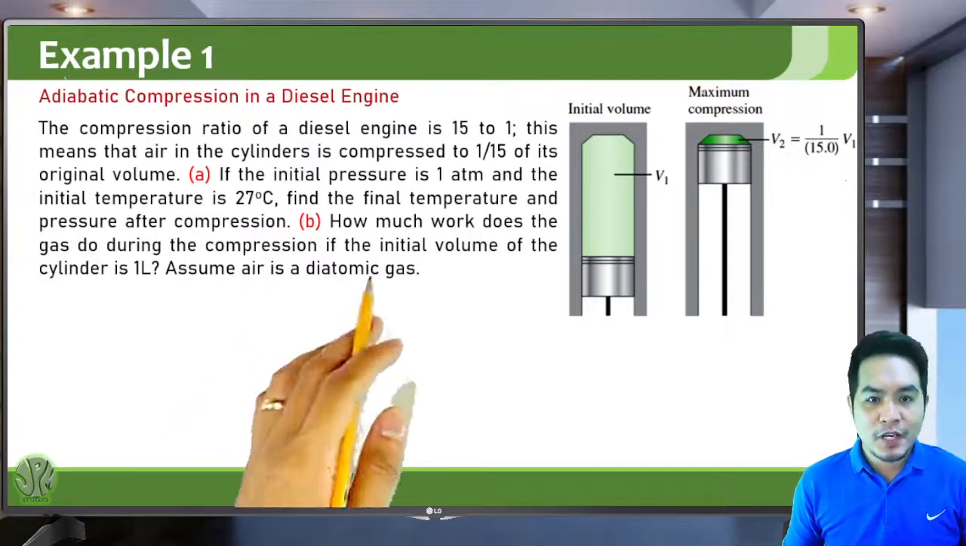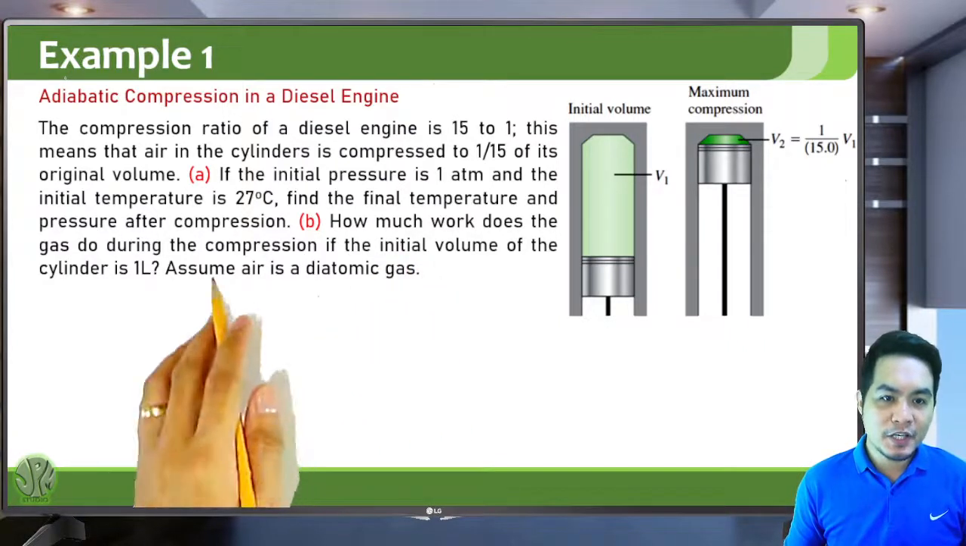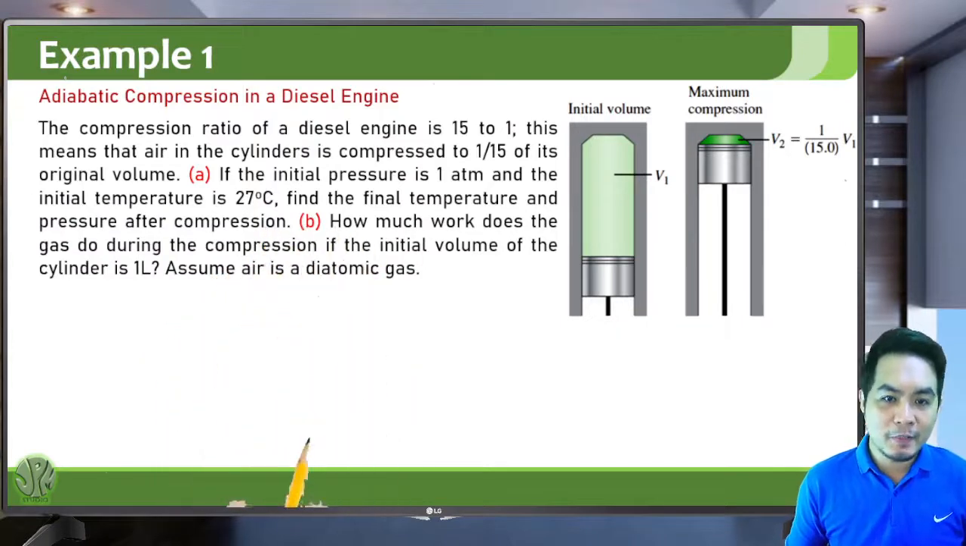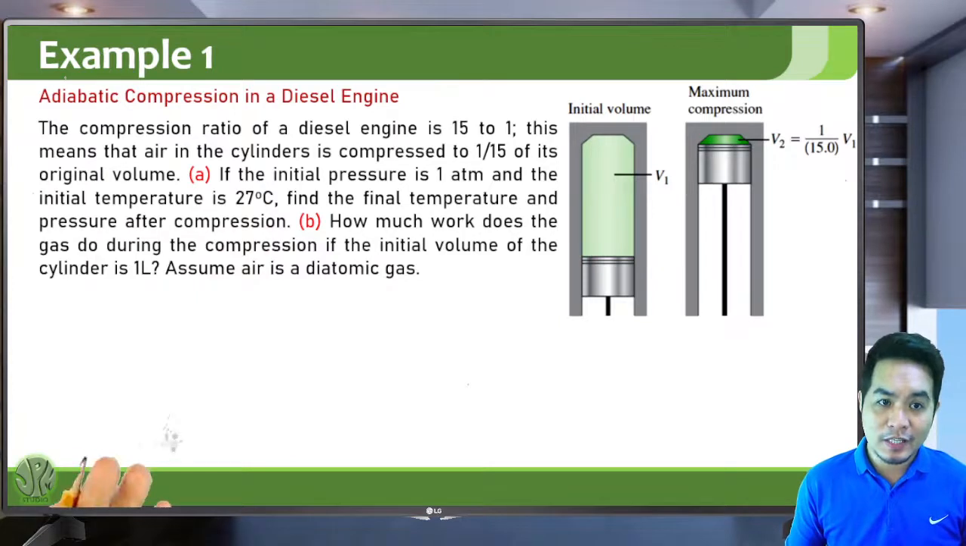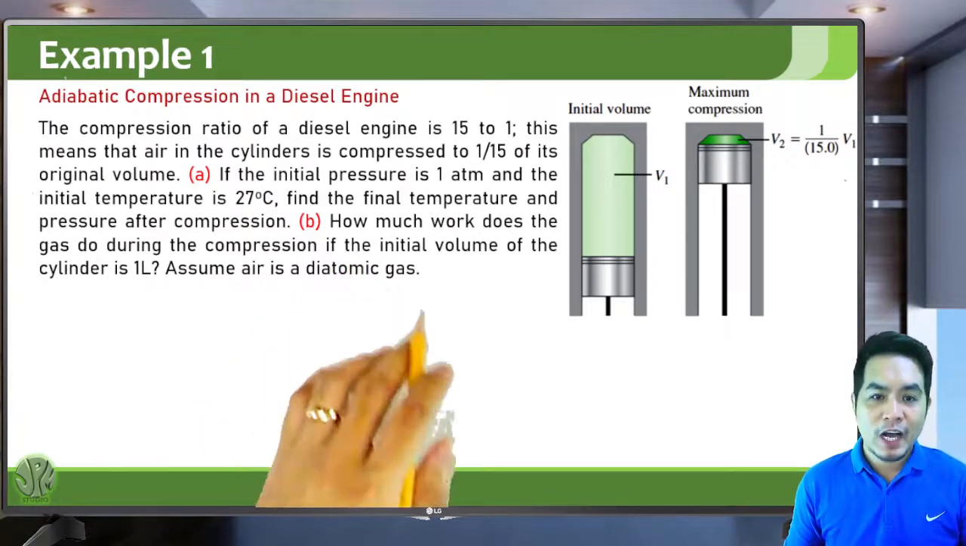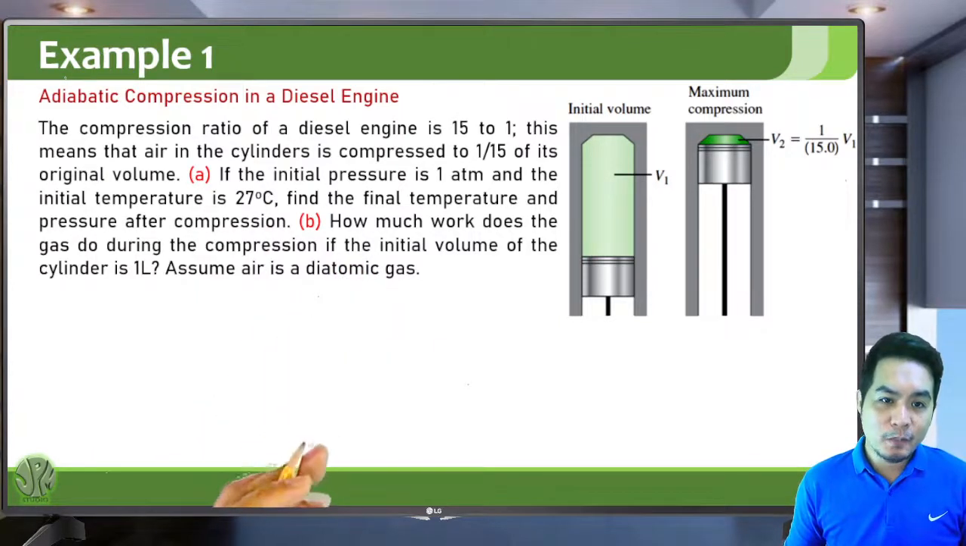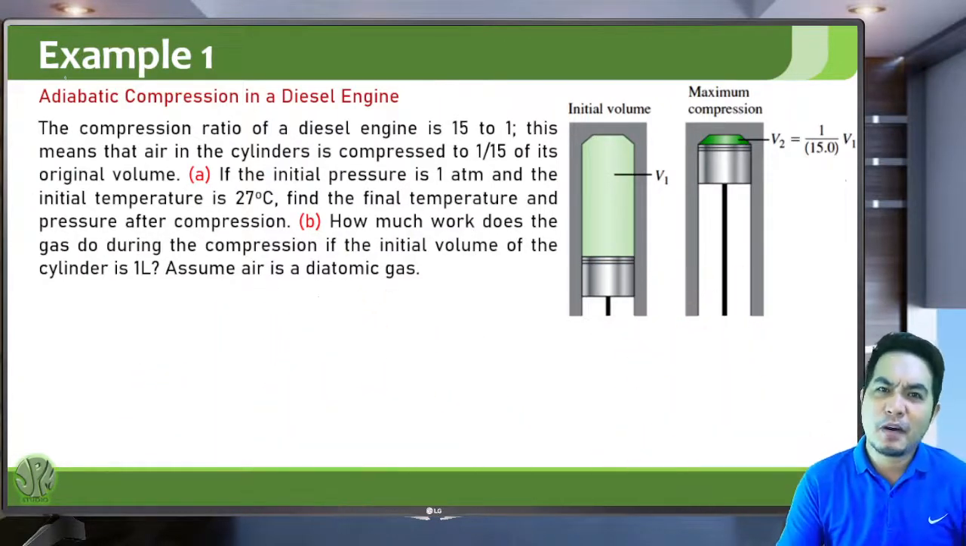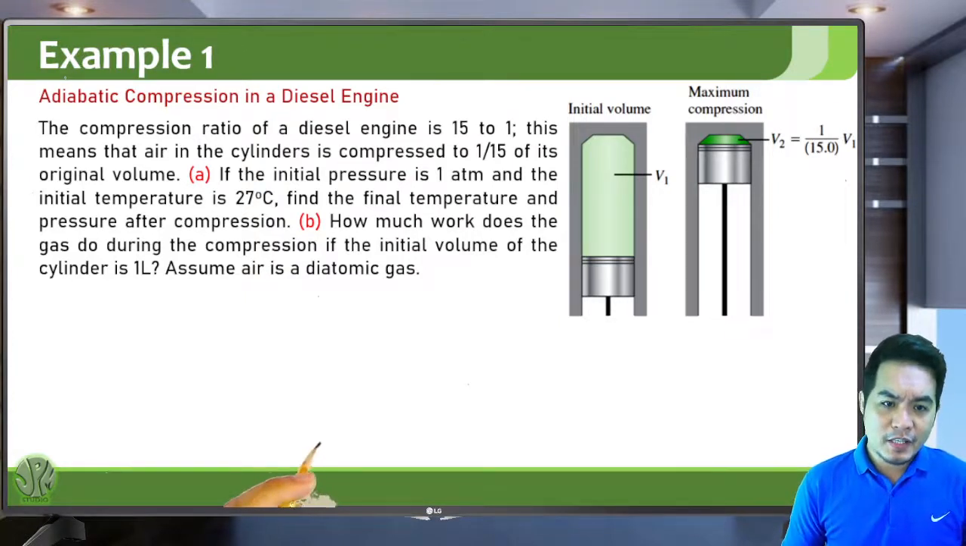So if the initial pressure is 1 atm and the initial temperature is 27 degrees Celsius, find the final temperature and pressure after the compression. That's for the first question, letter A. For letter B, how much work does the gas do during the compression if the initial volume of the cylinder is 1 liter? And assume the air is a diatomic gas. So we actually had a similar problem like this before, in the previous lessons.